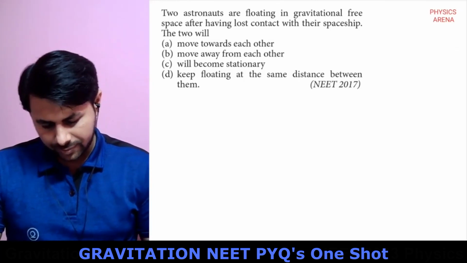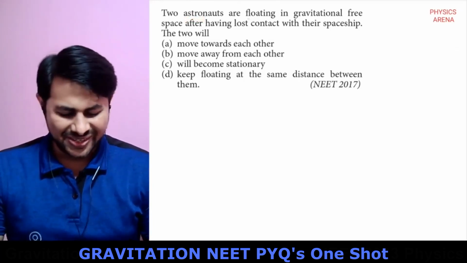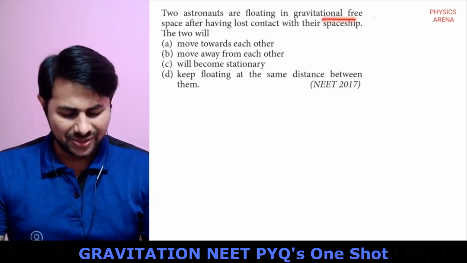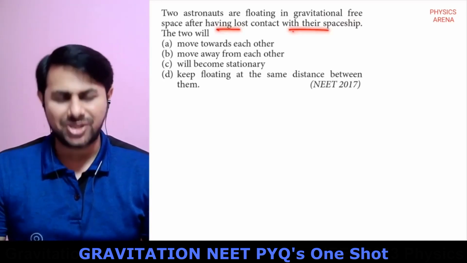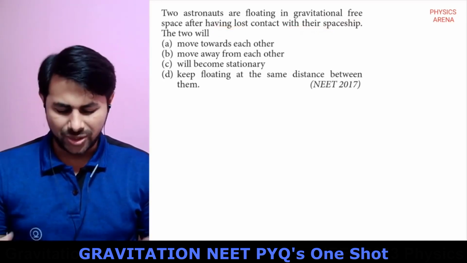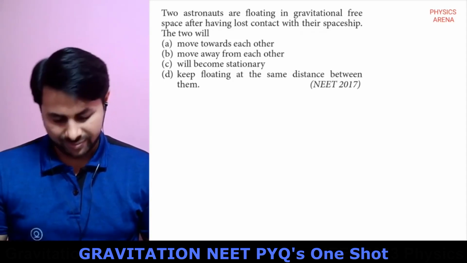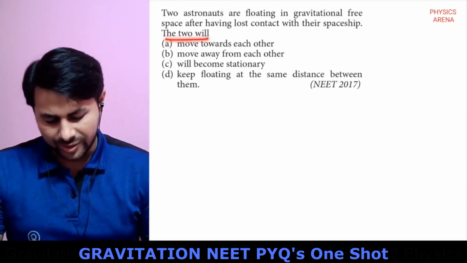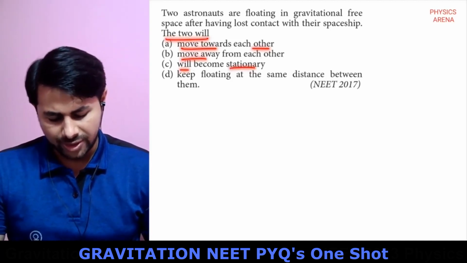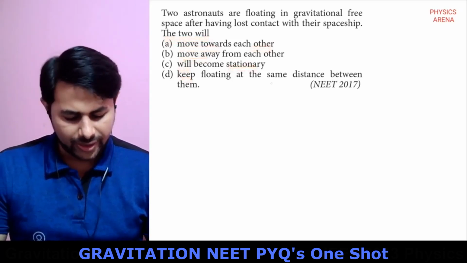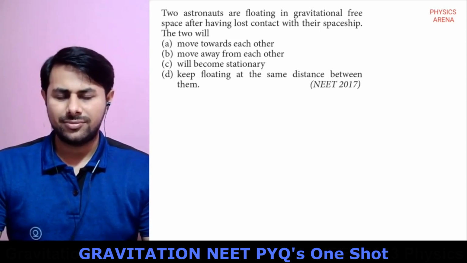Next question. Two astronauts are floating in gravitation-free space after having lost contact with their spaceship. So the two will move towards each other, move away from each other, become stationary, or keep floating at the same distance between them. What is true?